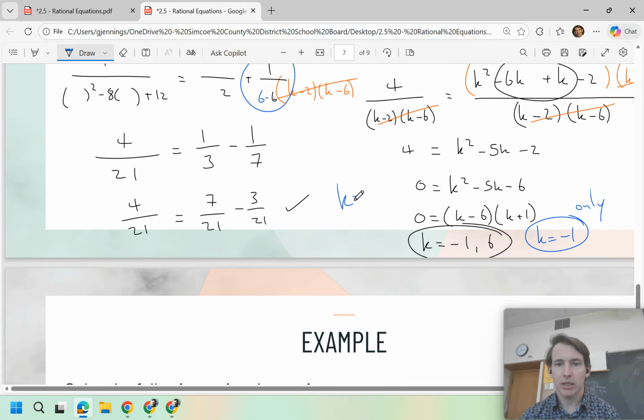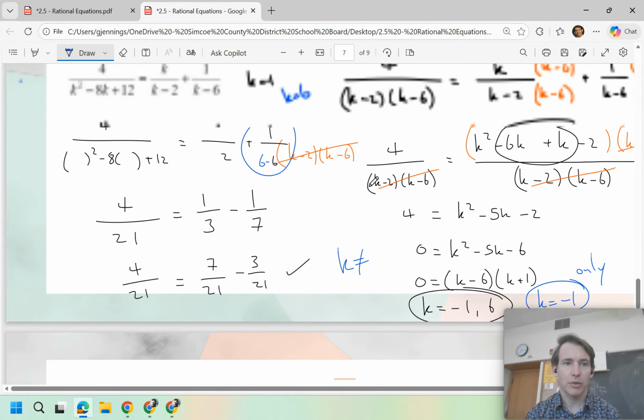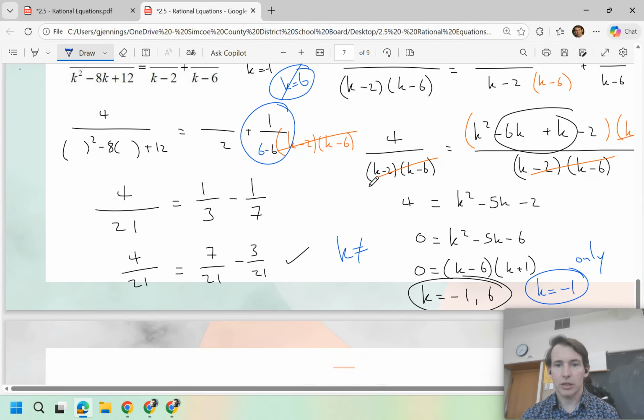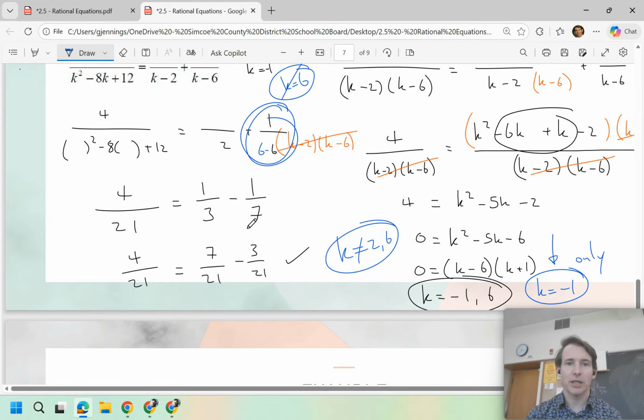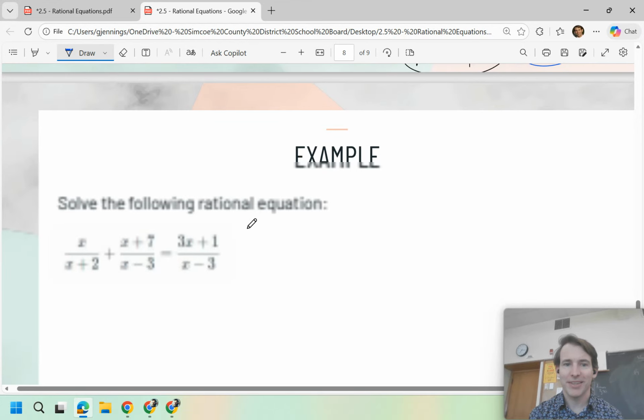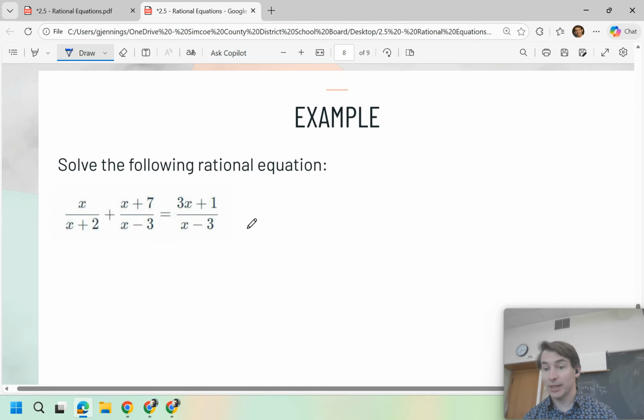Because k is not equal to 2 or 6. Okay, so there. That's our only solution, because over here we get a 0 over 0, so we're not allowed that. All right. And then what's the easier way?